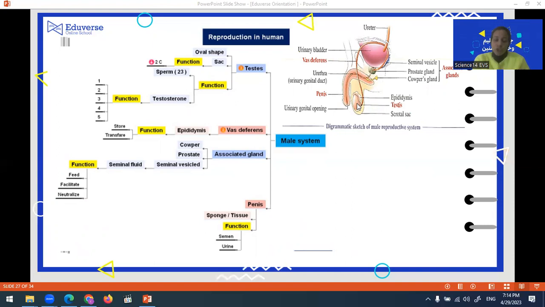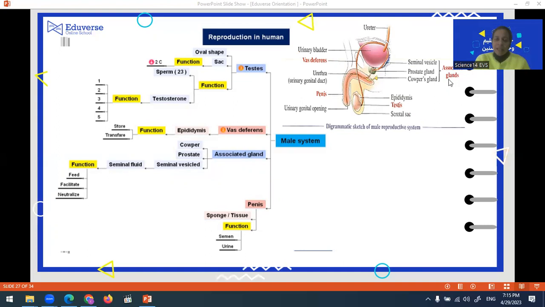of them. Okay, so the first main part in the reproduction in human, we have what? We have the two testes, and then coming out from it a very long tube. We can call it the two vas deferens. It is going to be inserted inside the urethra. And then the third part, we have what? The associated glands.